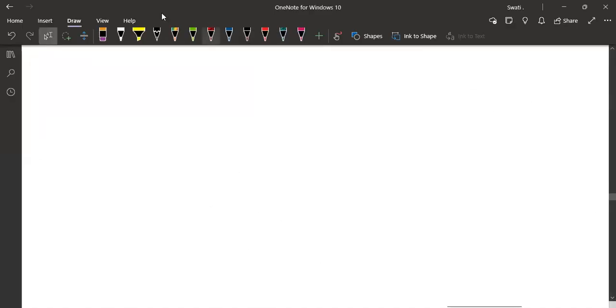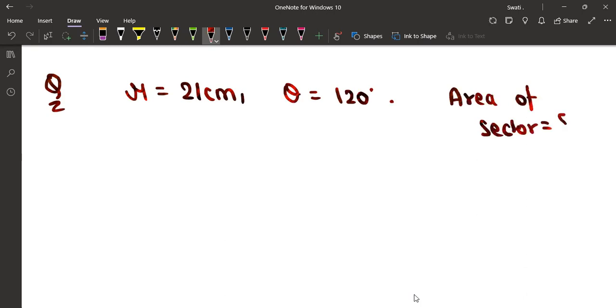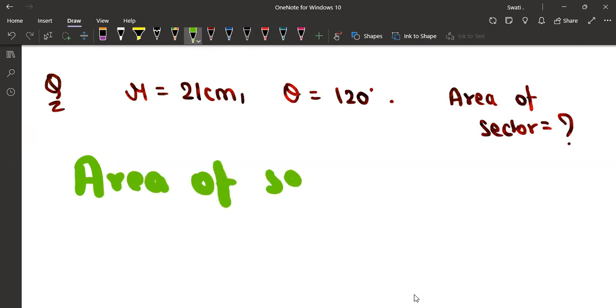So in the next question, we have to find out the area of the sector. So if you want to find out the area of the sector, the radius is given 21 centimeter. And the theta, the angle made by the arc at the center of the circle, is given 120 degree. And we need to simply find out the area of the sector. Of course, we know the formula of area of a sector, a direct formula. We will use this formula and we'll get the answer. So what is area of sector?